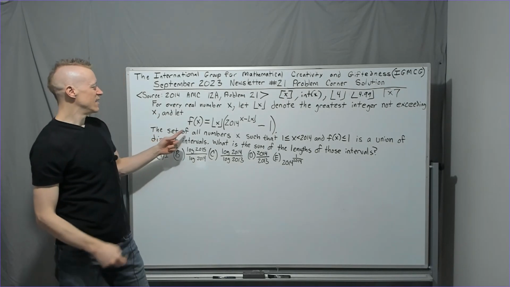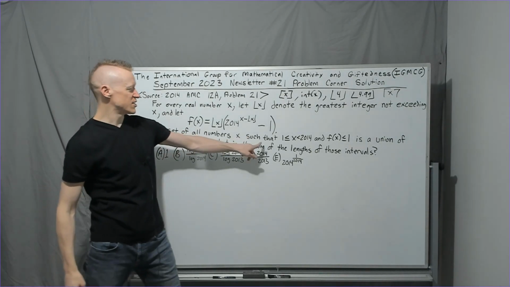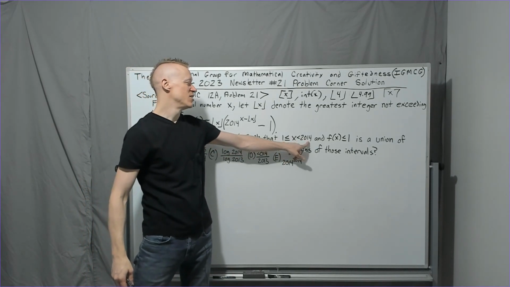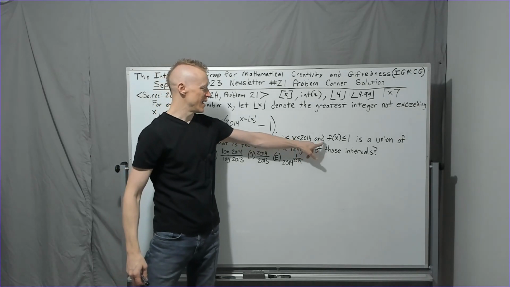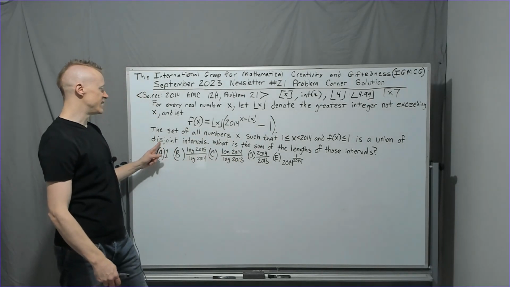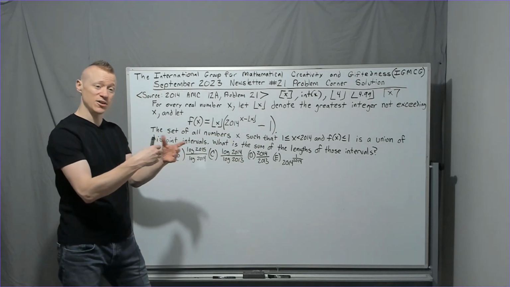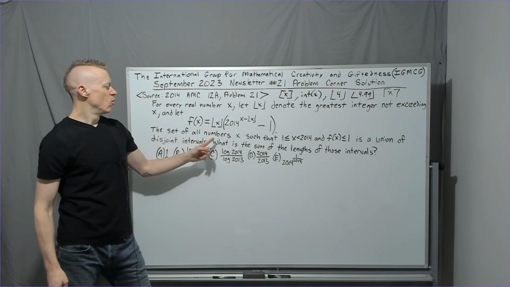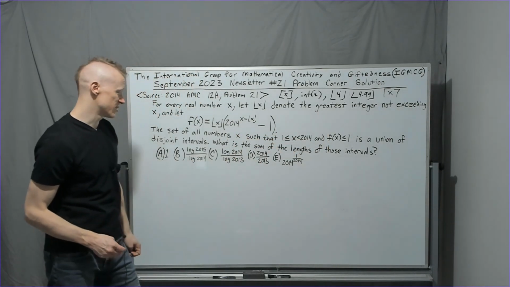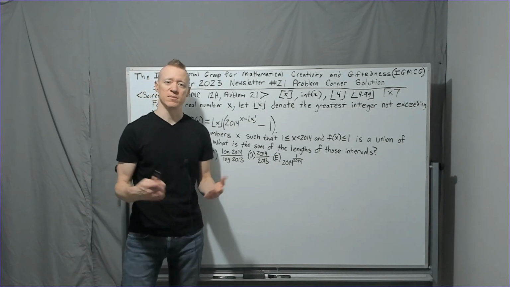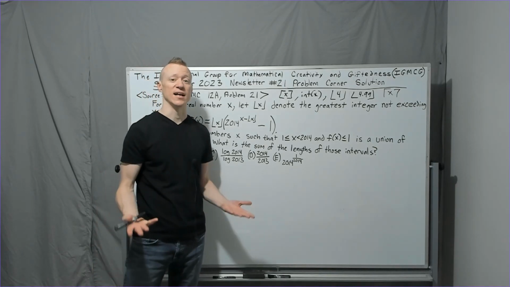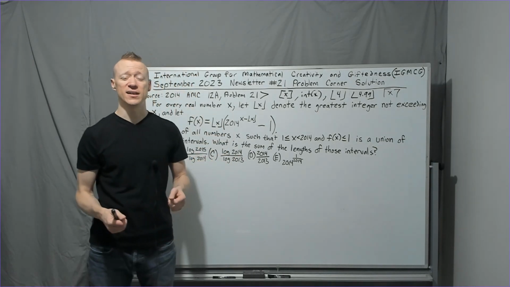The set of all numbers x such that 1 is less than or equal to x, which is less than 2014, and f of x is less than or equal to 1 is a union of disjoint intervals, meaning they have no overlap. What is the sum of the lengths of these intervals? The reason I chose this problem for this edition and why I liked it so much is that I came across it in my recent class that was reviewing past tests on AMC 12.